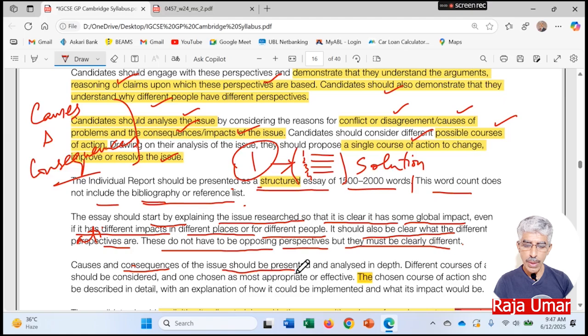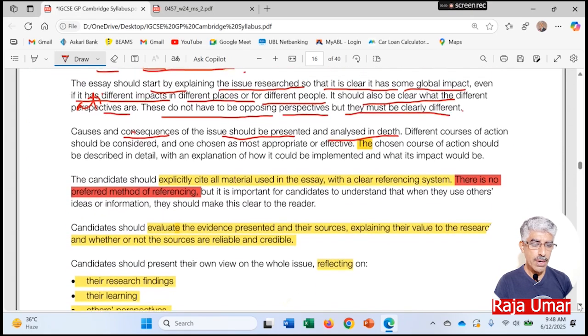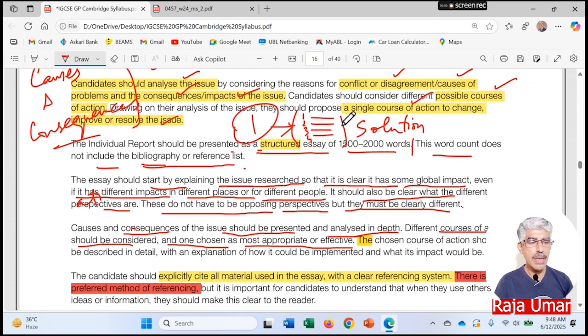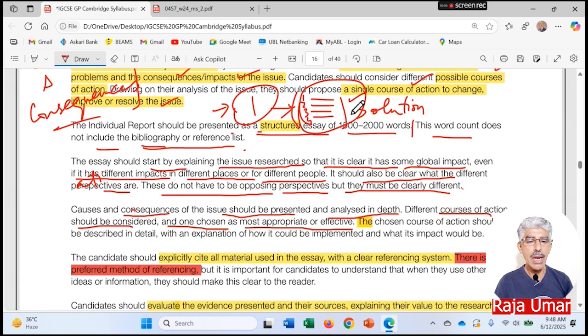So causes and consequences of the issue should be presented and analyzed in depth. Different courses of action should be considered, and one chosen as most appropriate or effective. This is what I have explained, that there can be many solutions to the problem, and one should be the most significant. You are supposed to focus on that one as well. You are supposed to mention all 4, but pick out of those 4 the one you consider most appropriate to resolve that issue. So explain that one in depth.